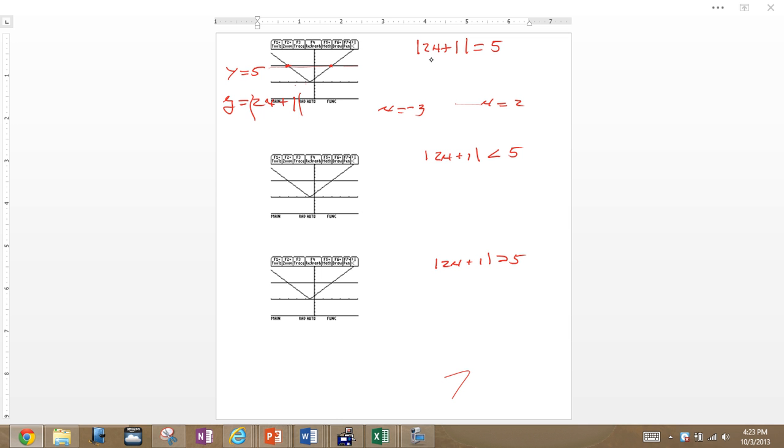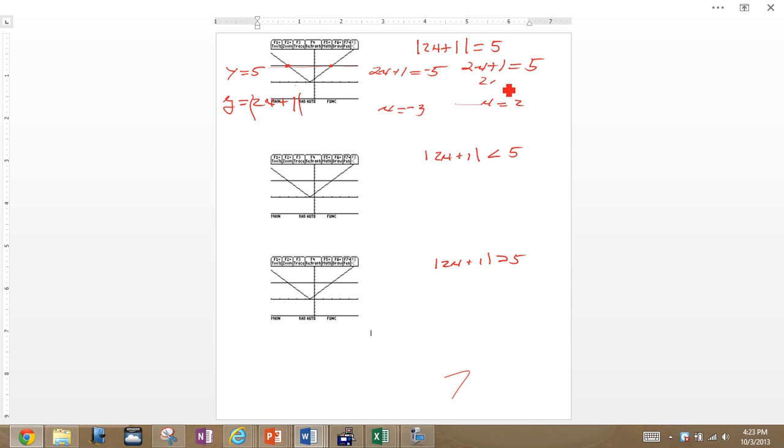What's inside of this absolute value bar could be 5 or negative 5. Because indeed, when we take its absolute value, we strip it of its sign. So that being the case, I'm going to take what's inside the absolute value bar, 2x plus 1, and set it equal to 5. I'm also going to take what's inside the absolute value bar, 2x plus 1, and set it equal to negative 5.